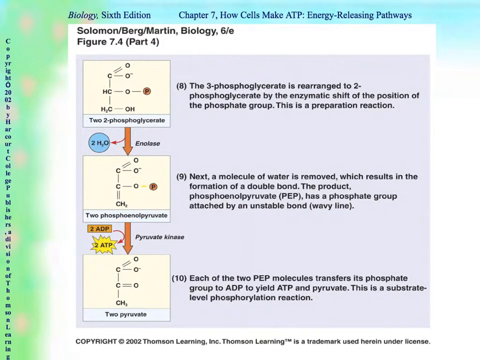And finally, with all of this, we finally, at the end, have 2 pyruvates. This is the structure of pyruvate right there. That's what it looks like.